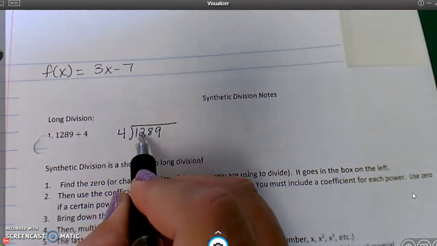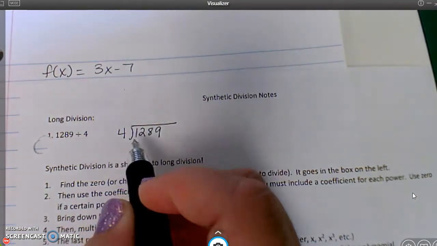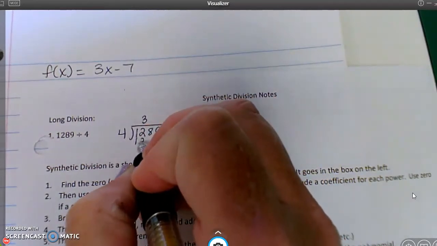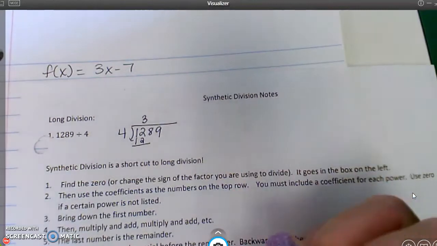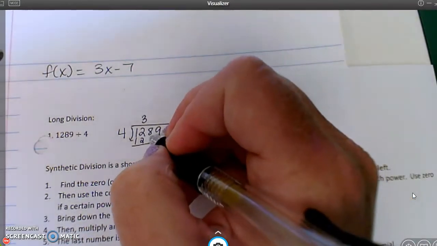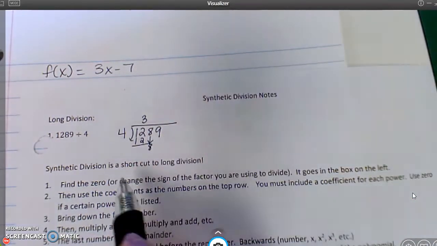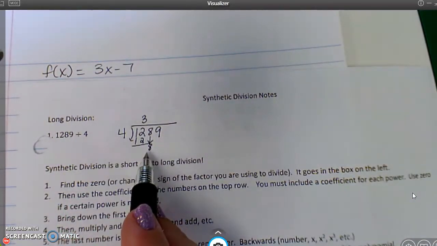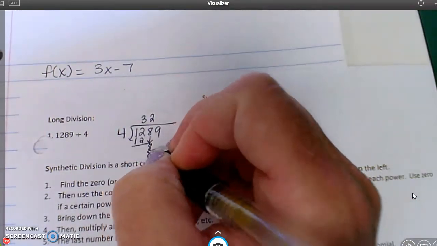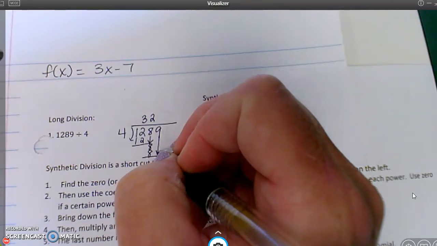So how many times does 4 go into 12? 3. So a 3 comes up, you multiply it, and then you subtract it. Didn't have anything left, so now I bring down the next number. Okay, how many times does 4 go into 8? 2. Then I multiply it, I don't have anything left, bring down the next number.